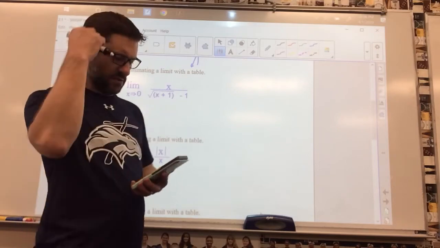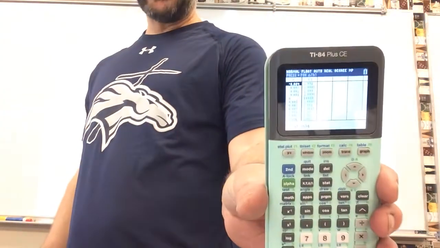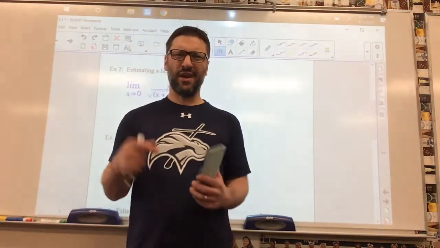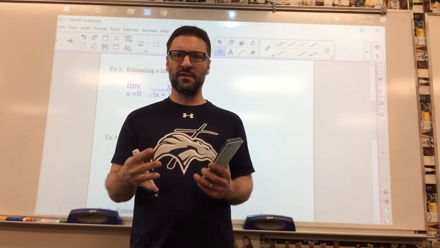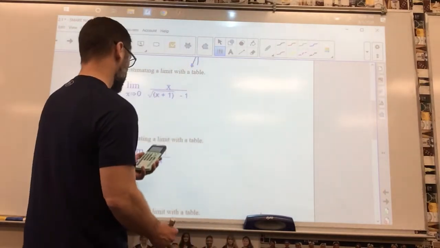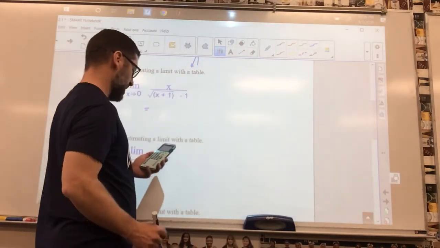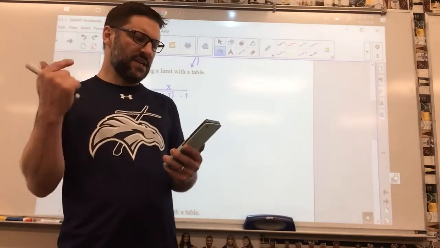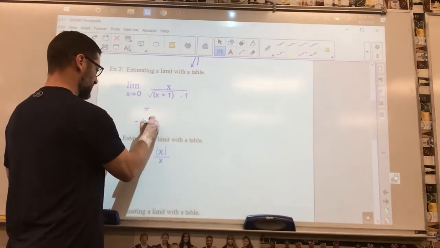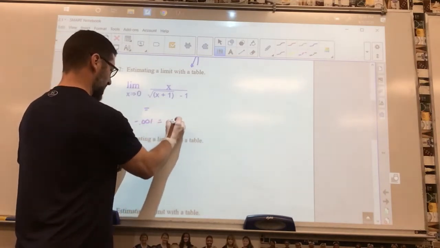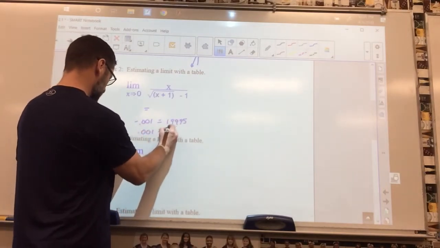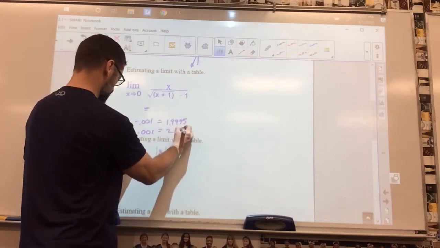And I notice, as I cursor up, at 0, this time it says error. Well, this time I couldn't go right to 0 and figure out what it is, because at 0, it has nothing. But that does not mean that there is no limit. So I got this table value, and on one side of 0, at negative 0.001, the value is 1.9995. I'm just going to write these values down. Negative 0.001, my value is 1.9995. And at 0.001, the value is 2.0005.